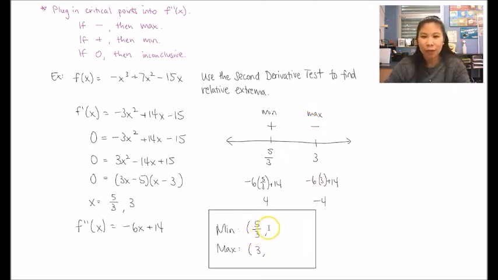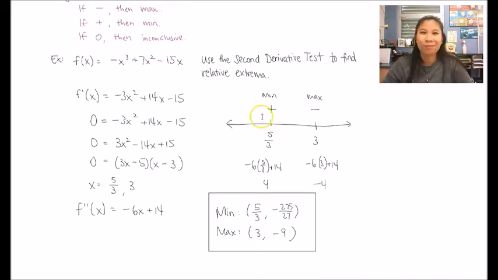So far I have the x values of my minimum and maximum. To find the y value, I would just need to plug these two numbers into the original, and then that'll give me my actual minimum and maximum values. Because right now all we have is where they occur. So doing some quick math, plugging my two x values into the original function, I end up with these y values here. So for the minimum, I end up with a minimum value of -275/27 when x equals 5/3, and a maximum occurs at -9 when x equals 3.